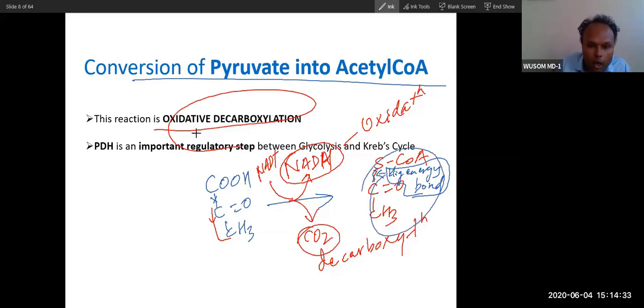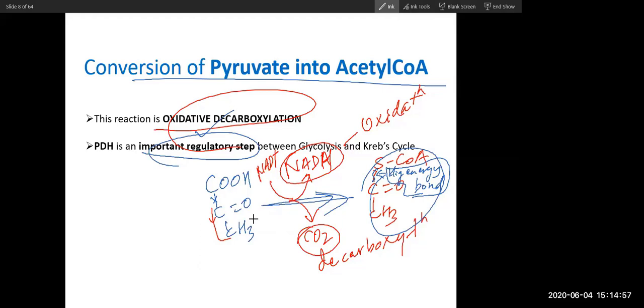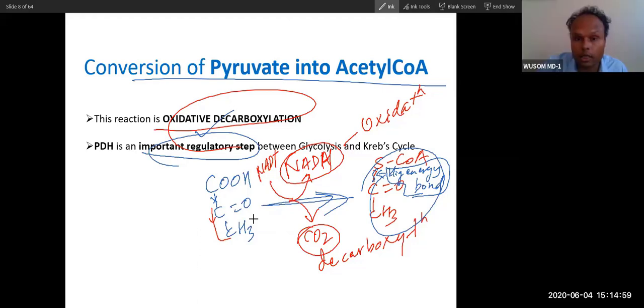So this is an oxidative decarboxylation reaction, and this is a regulatory step. This bridge reaction is a regulatory step. What does regulatory step mean? Slowest reaction, release of energy, and irreversible reaction. So this is an irreversible reaction, and this can be regulated. It is an allosteric enzyme. That is why it can be regulated. Did you understand the whole concept of the reaction? Yes, sir. Now we will talk about regulation.